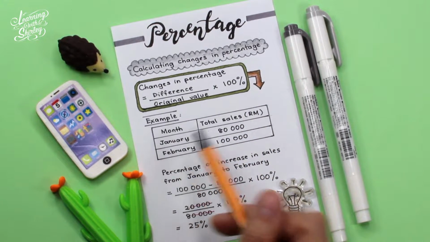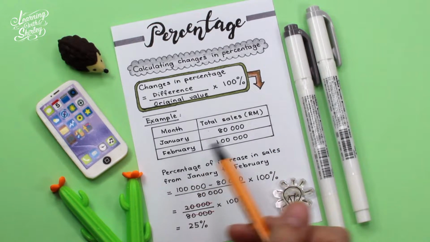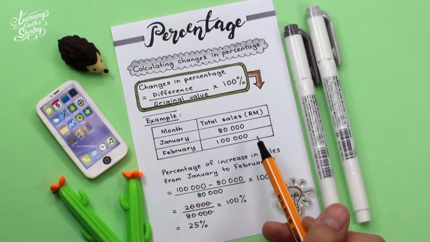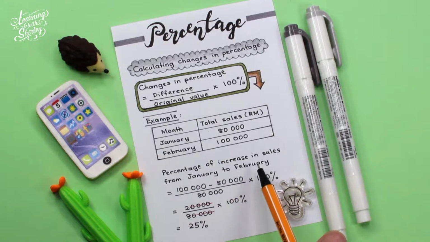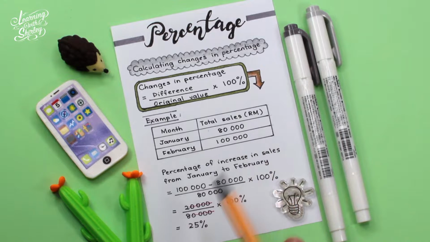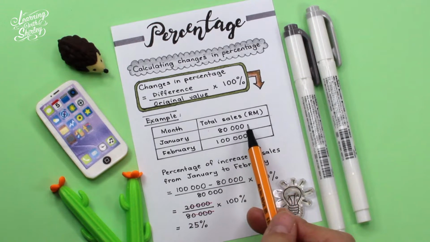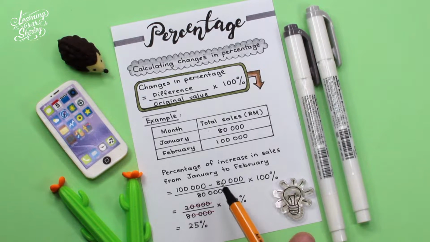In the month of January, the total sales is 80,000 ringgit, while in the month of February, the total sales is 100,000 ringgit. So to calculate the percentage of increase in sales from January to February, we find the difference, which is 100,000 minus 80,000 over original value, which is 80,000, times 100%. So 100,000 minus 80,000 is 20,000. So 20,000 over 80,000 times 100%, the answer is 25%.